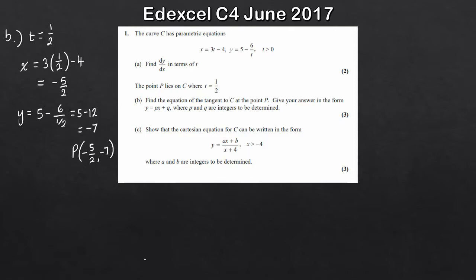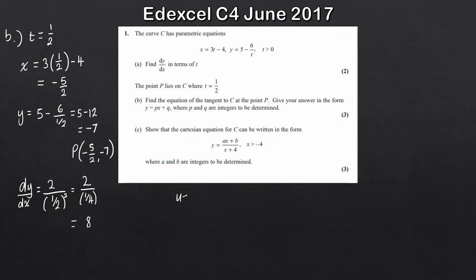So all we need to do now is finally calculate the value of the derivative when t is a half. So we know dy by dx, that is 2 over t squared, and t is a half, so this is 2 over a half squared. So that's 2 over a quarter. And if you do 2 divided by a quarter, that's the same as doing 2 times by 4. So we get 8. Okay, so we've got all the information we need now. All we need to do now is work out the equation of the tangent.